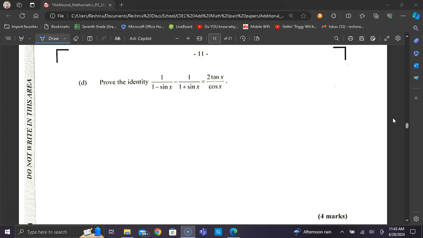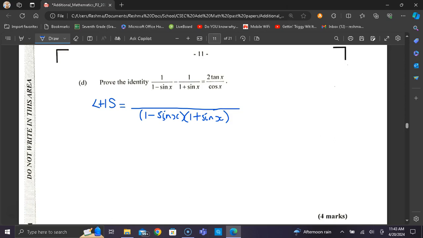So we normally start off with the side that is more complicated, which in this case is the left-hand side. So taking the left-hand side, I can make it into one fraction by finding a common denominator, which in this case is the product of the two denominators of both fractions. So 1 minus sin x and then 1 plus sin x. Now I just need to figure out what the numerator is going to be.